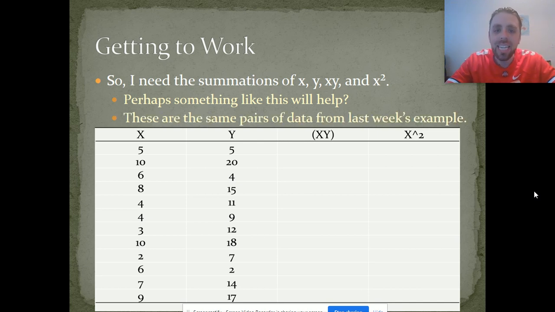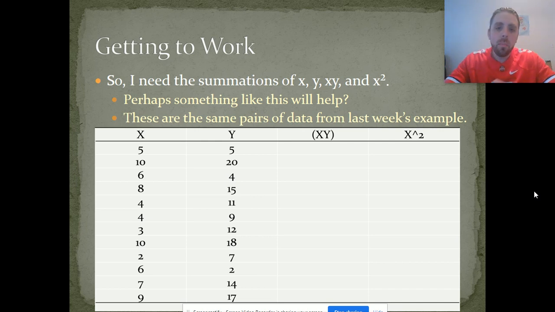I hope so, because it is the same pairs of data from last week's example. I promise this isn't just me getting lazy and not doing a new example. I have to do a new example for your homework. No, this is me. I want you to see how the same kind of calculations get used in a different way to produce a slope coefficient here.